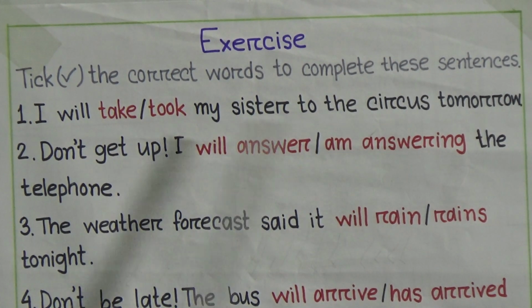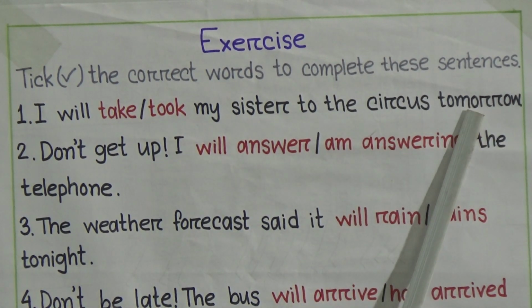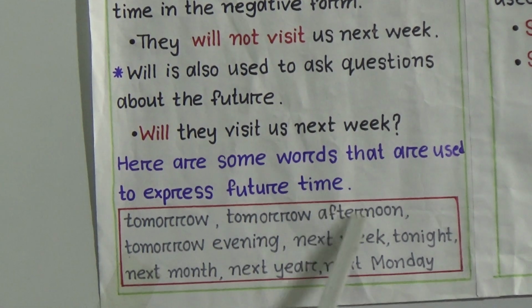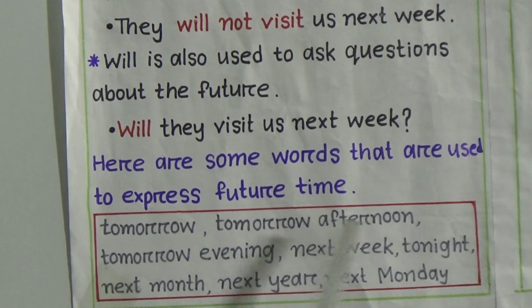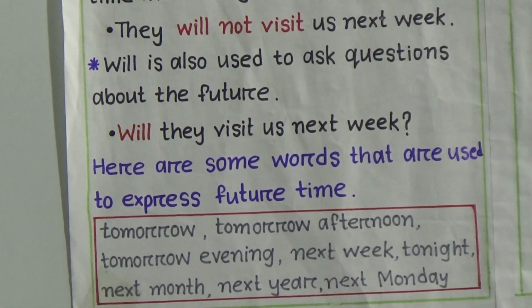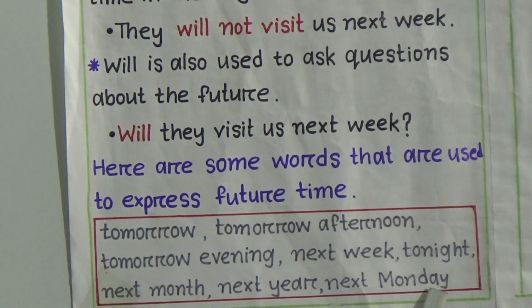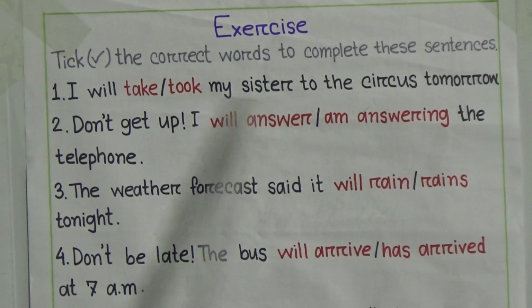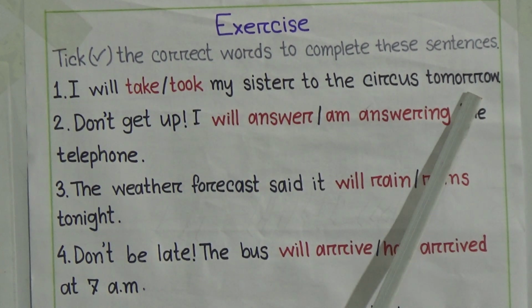Students, look at this sentence: tomorrow comes here. We find in our rule tomorrow, tomorrow afternoon, tomorrow evening, next week, tonight, next month, next year, next Monday. These are the indicators of future time. So we find tomorrow at the end of this sentence, so it will be in future time.